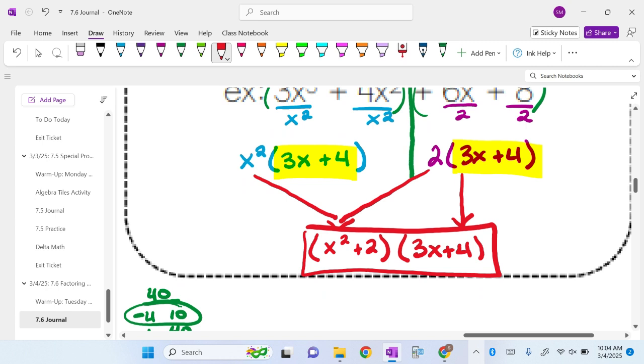Now, that was just a crash course in all the methods that we already learned. But that's not what today's lesson is on. Today's lesson is on multi-step factoring.